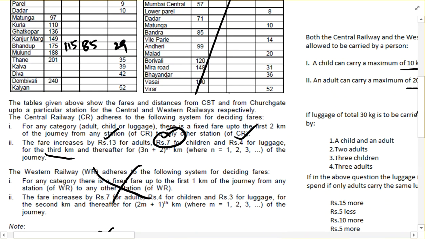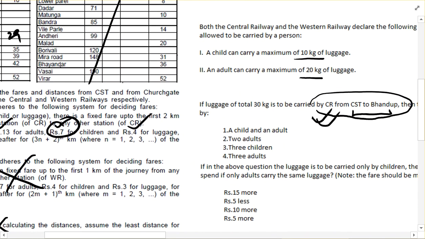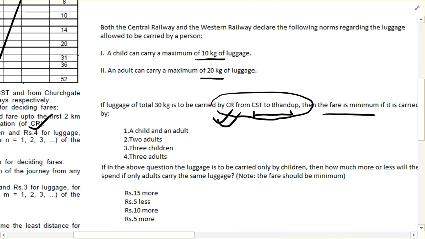Now if luggage of a total of 30 kg is to be carried, if a child and an adult carry the luggage, then the child will carry 10 kg, the adult will carry 15 kg, and 5 kg will be extra. So the fare for child plus adult plus luggage will be calculated. It will be 175 plus 115 plus 85. So it will be 375.